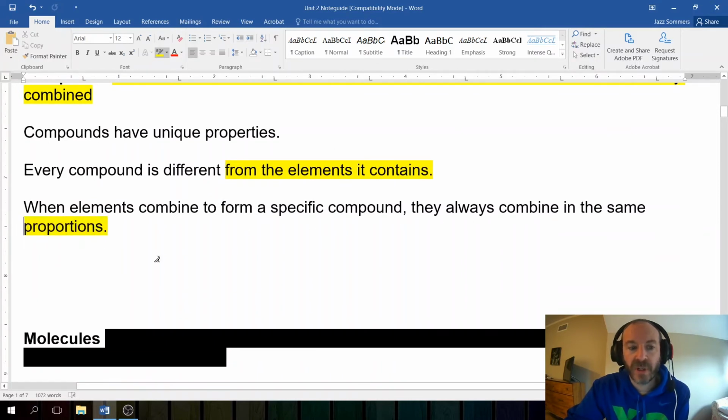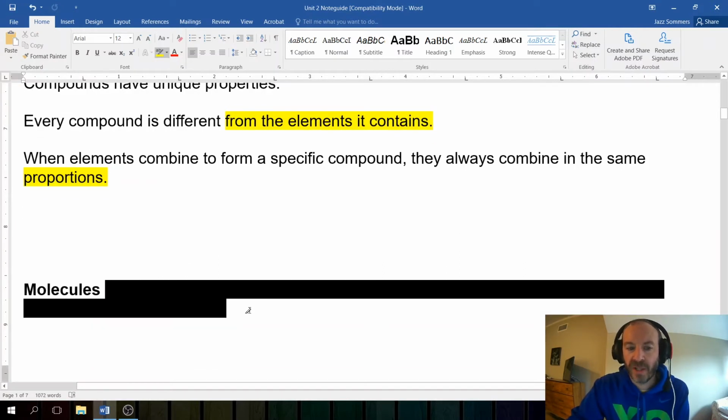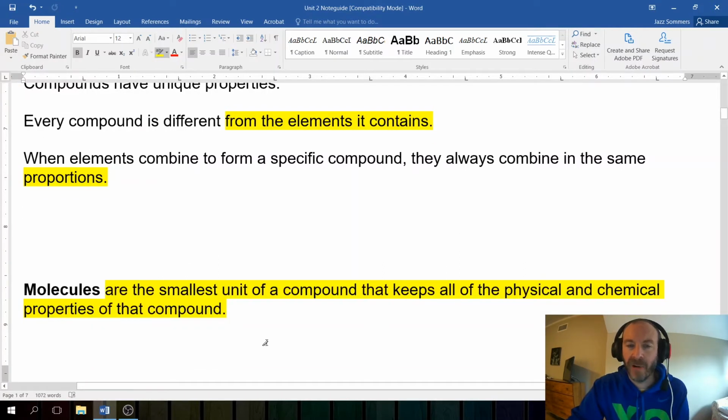What's important though is that whenever you make a specific compound, let's say water, the elements that combine to make water always combine in the exact same proportions. So, you know, the formula for water is H2O. There's two hydrogens and one oxygen in each molecule of water, and it's always exactly the same proportions. So molecules are like atoms. How atoms are for elements, molecules are for compounds.